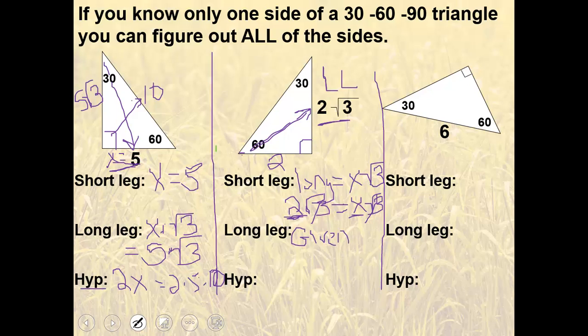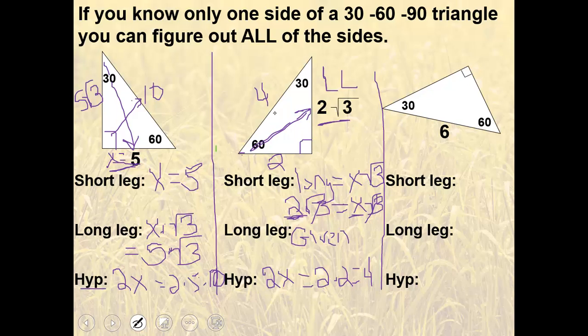Okay. All right, now I had to find my hypotenuse. Well, my hypotenuse is always 2 times my short leg. What's my short leg? X. What's 2 times x? Well, that's 2 times 2, and that equals 4. So my hypotenuse has to equal 4. Not so bad, right?